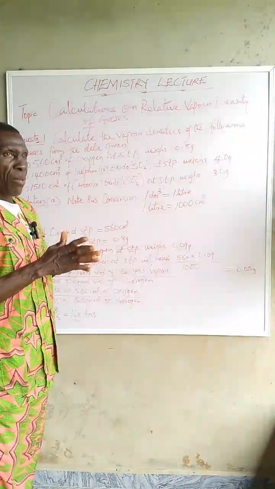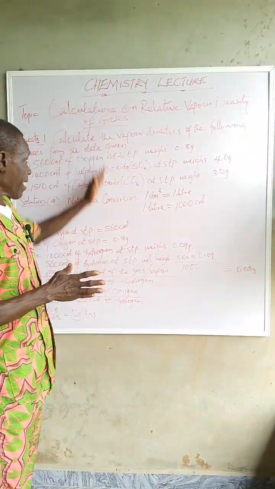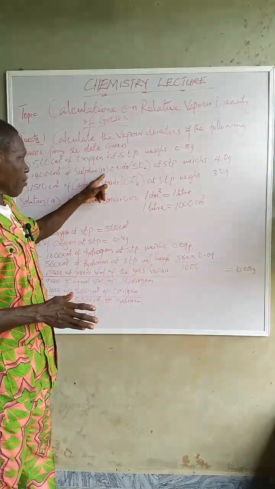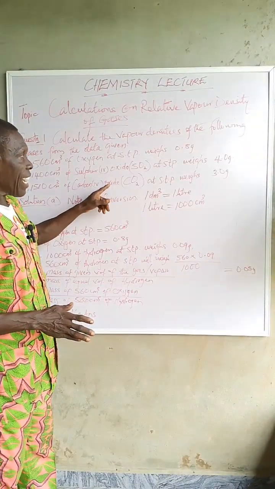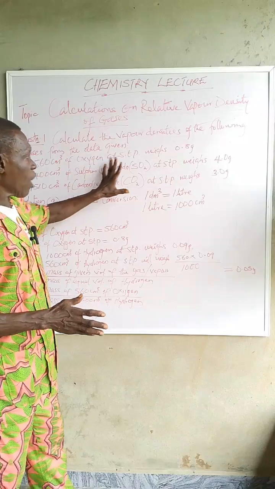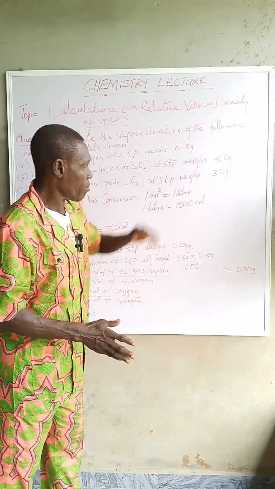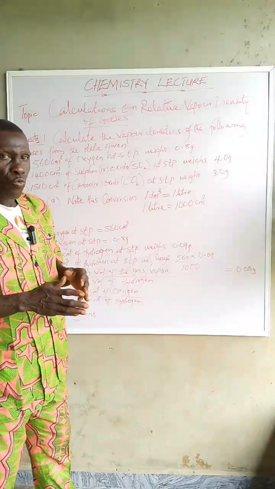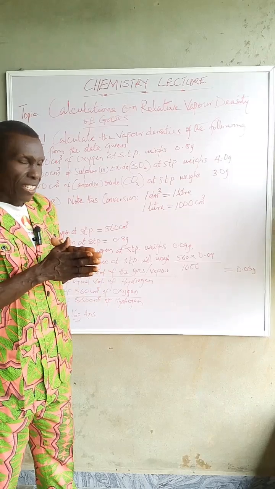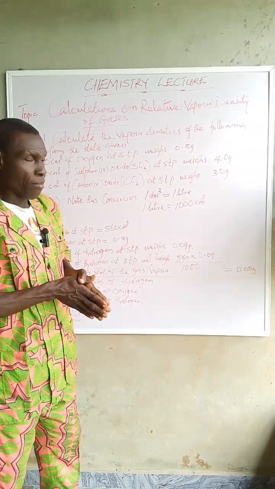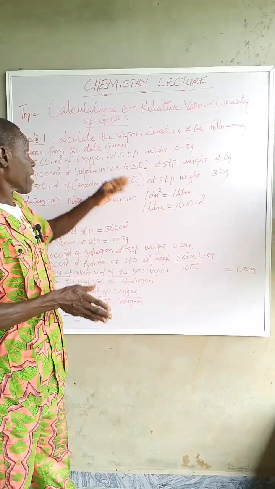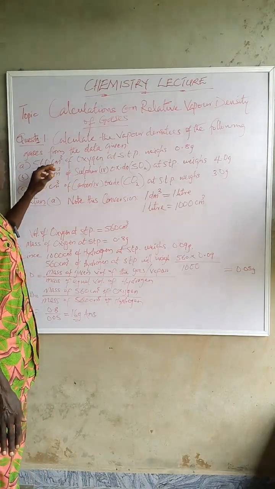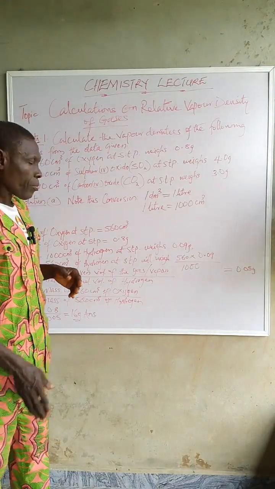You were asked to determine the vapor densities of the following gases: oxygen, sulfur(IV) oxide and carbon(IV) oxide, given that at STP they weigh these grams. So we are left to determine the vapor density of each of them. For time's sake, let us take part A, which is for oxygen.